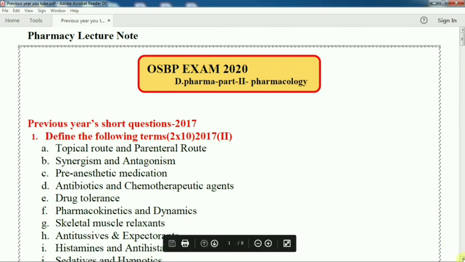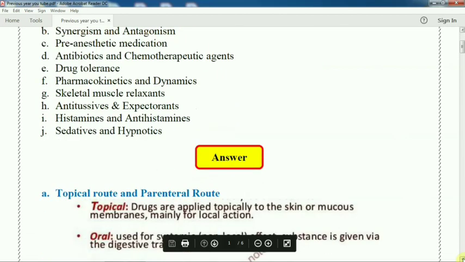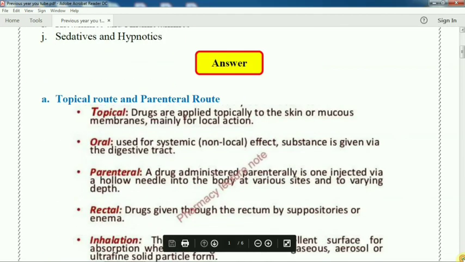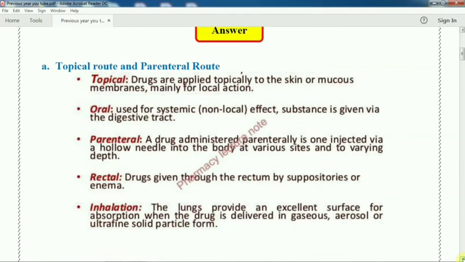So let's see. Topical route and parenteral route. So what is topical route? Drugs are applied topically, that means over the skin or mucous membrane, mainly for local application. This is the topical route. So what is parenteral route?